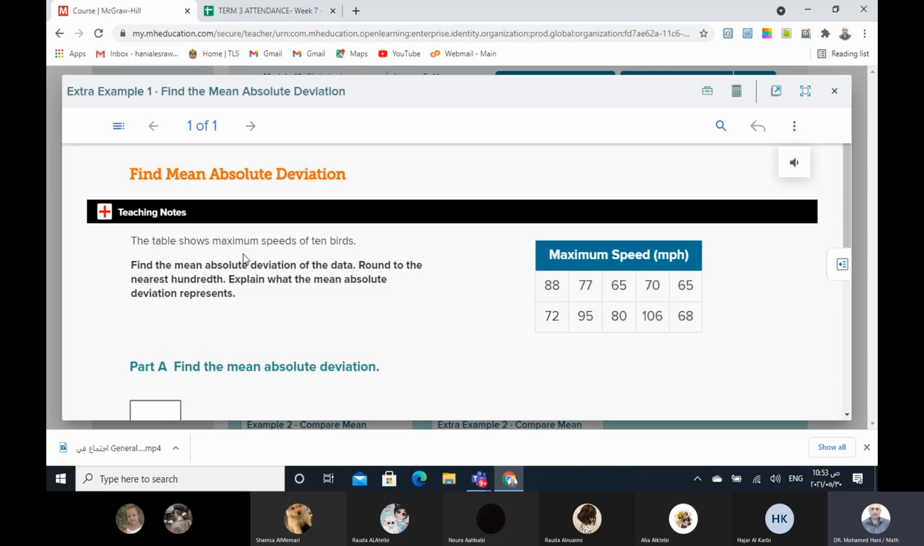The table shows the maximum speed of 10 birds. As you see here, we have 1, 2, 3, 4, 5, 6, 7, 8, 9, 10. We have 10 values. Find the mean absolute deviation of the data, round to the nearest hundredths. Explain what the mean absolute deviation represents. Listen to me, please.